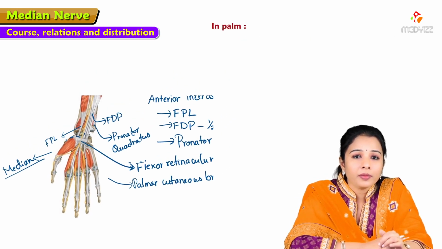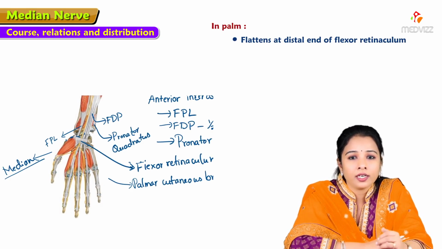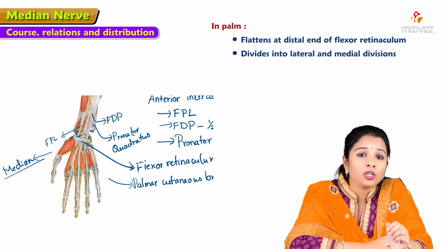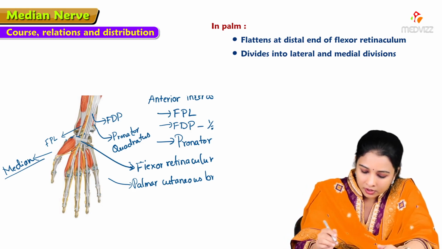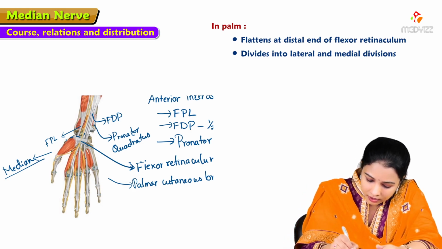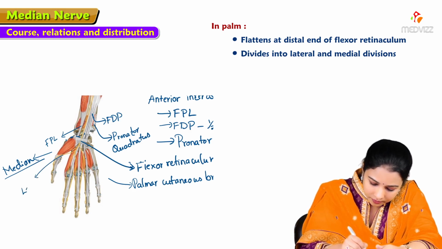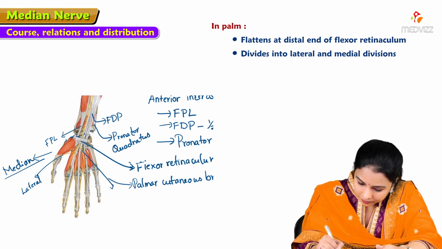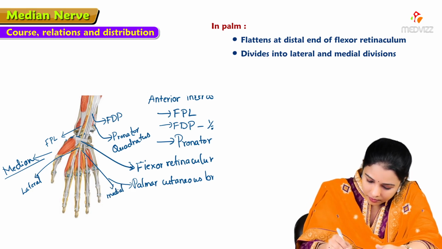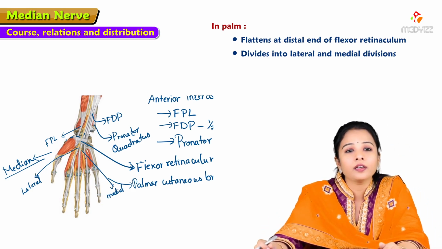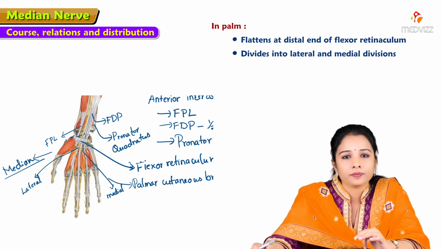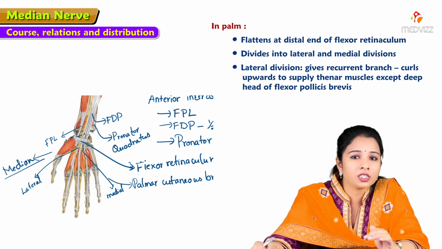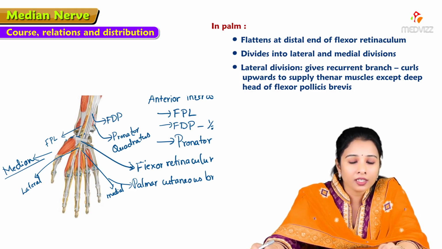And in the palm, the median nerve flattens at the distal end of the flexor retinaculum and divides into lateral and medial divisions. So you can see here, these are the lateral divisions and the other one are the medial division. Lateral and medial divisions. So the lateral division gives a recurrent branch which curls upwards to supply the thenar muscles.